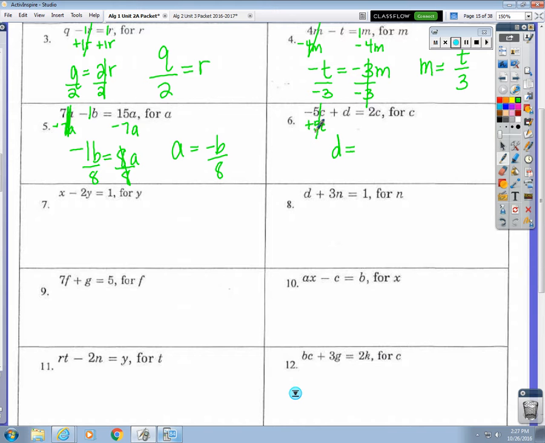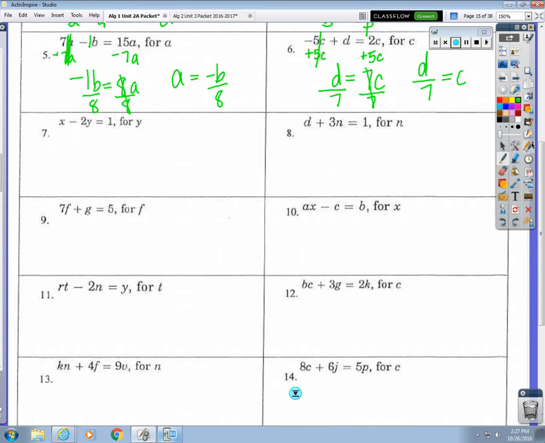But if I add 5C to this side, I have to add 5C to this side, which becomes how many C's? Now to solve for C, what needs to go away from it? So divide by 7 on both sides, and you get D over 7 equals C. Now, if you wrote C equals D over 7, it's the same thing. It doesn't matter what order you write the answer in.